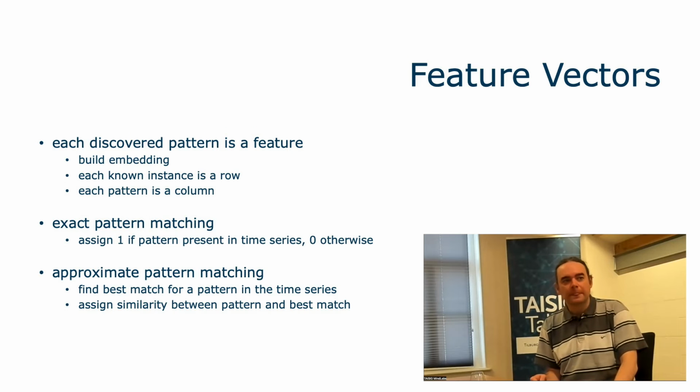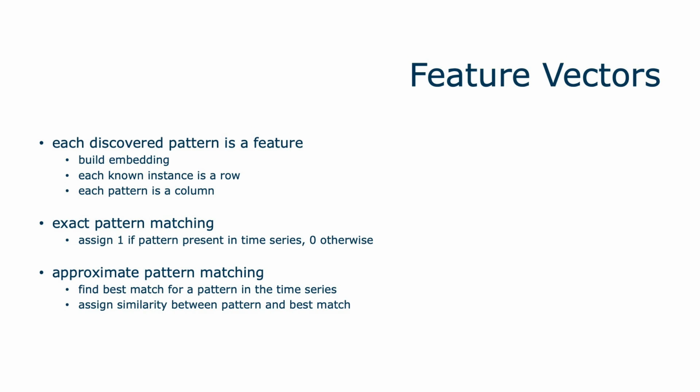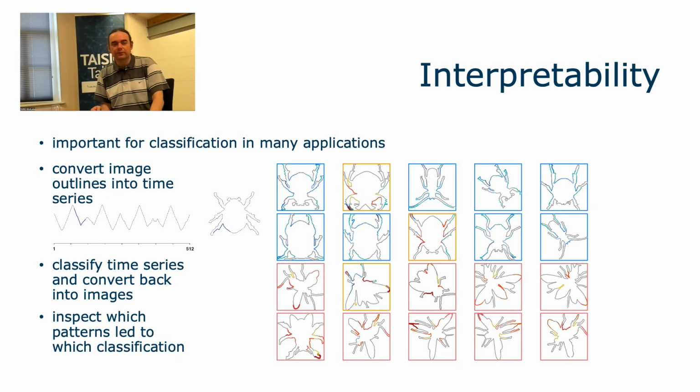We also experimented a little bit with an alternative method, which used approximate pattern matching, where we define the similarity between each pattern and its nearest occurrence in the time series. In all these examples, and during the talk, I'm giving examples of univariate time series, but everything that I've theoretically mentioned can also be used for multivariate and mixed type time series.